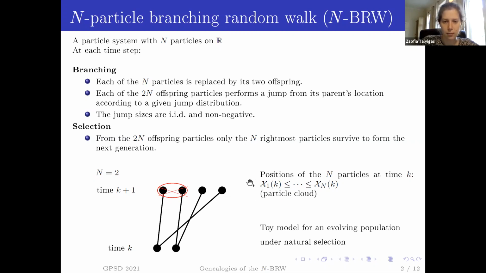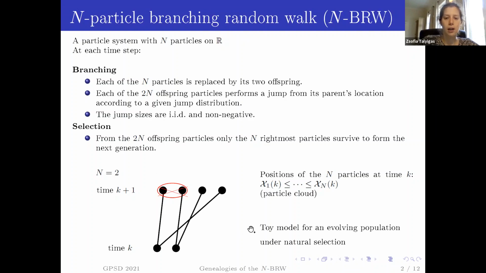And now here's some notation. The ordered positions of the n particles at time k are denoted by x_1^k, x_2^k, and so on, x_n^k. And I will sometimes refer to the n particles on the real line as the particle cloud.